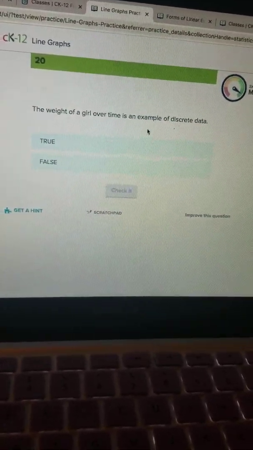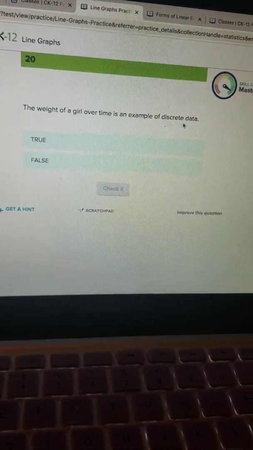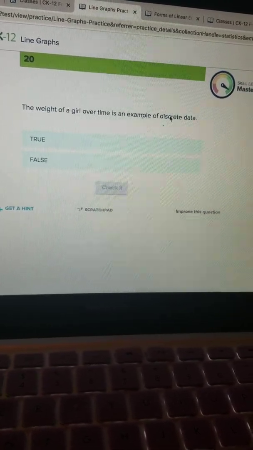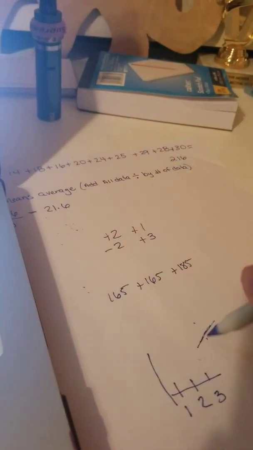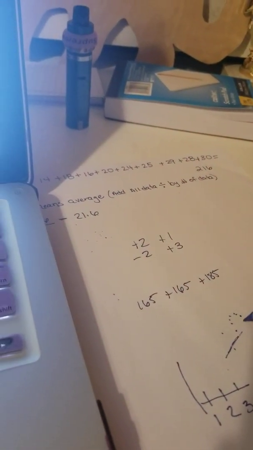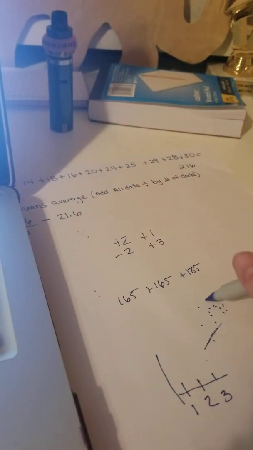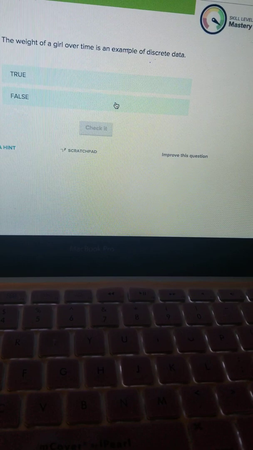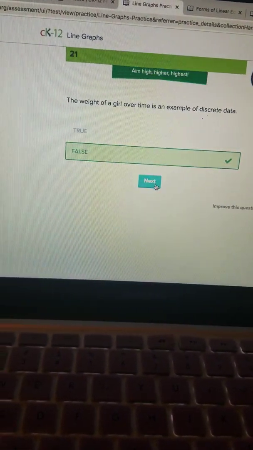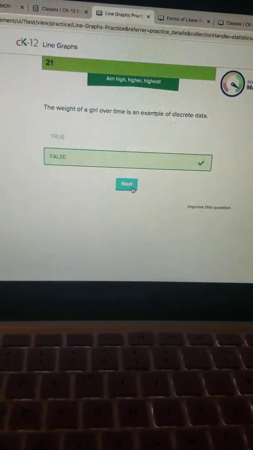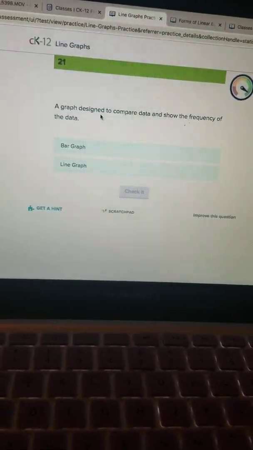X-axis. The weight of a girl over time is an example of discrete data. Yeah, could be, because discrete means it's not like linear. It can be like this. Well, usually she wouldn't shrink, so let's say that's false. More linear than discrete.